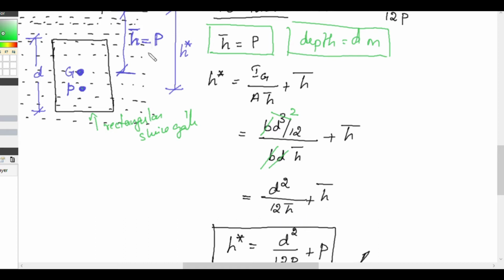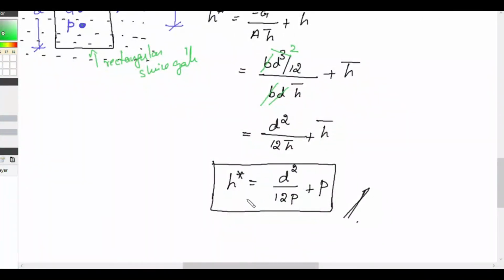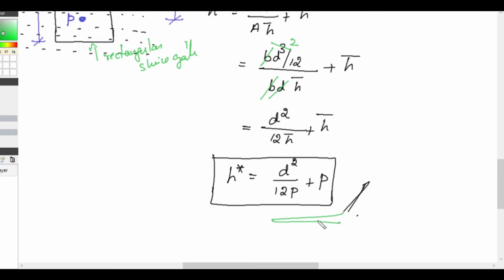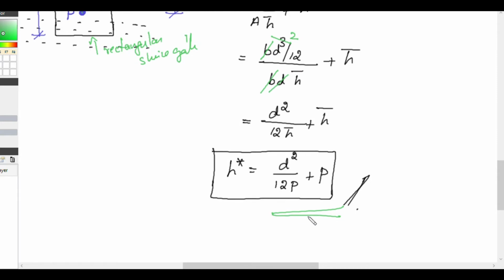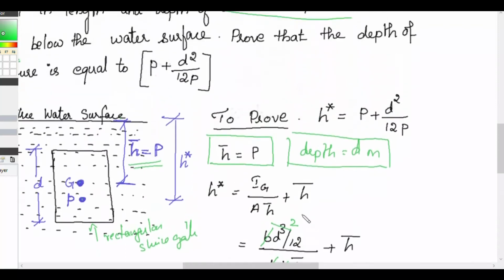Now H bar is given as P meter. Substituting H bar equal to P meter, we get H star is equal to D square by 12P plus P. This is what we need to prove.